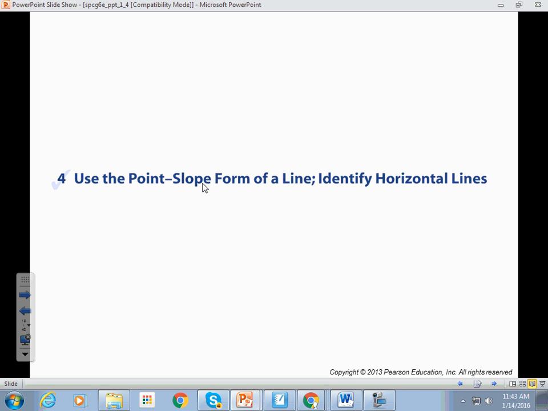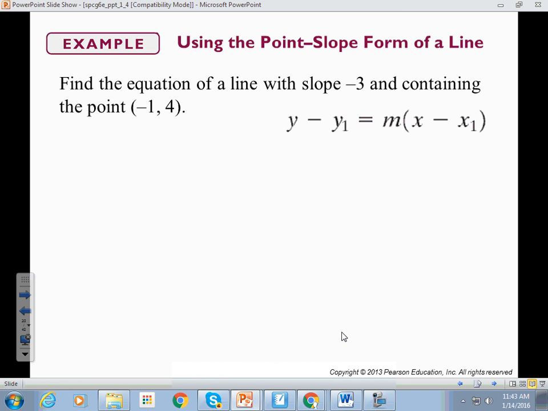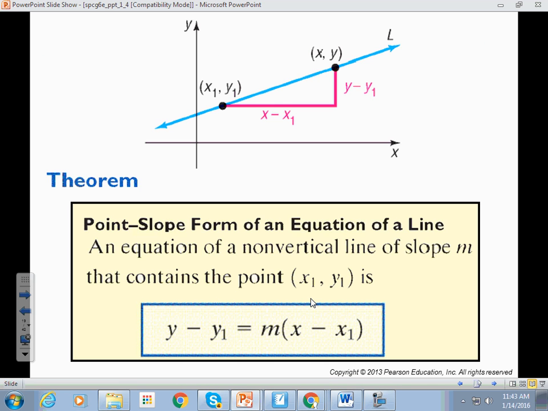All right, we're going to use the point-slope form of a line and identify horizontal lines. So we're switching our perspective. The point-slope form of an equation is our y, so this stays y minus whatever our y value is in our coordinate, equals the slope times x minus whatever the x value is in your coordinate. For example, make sure you guys put this in your notes.